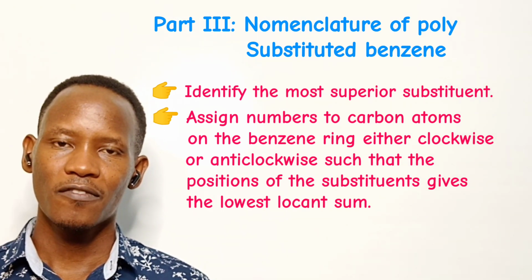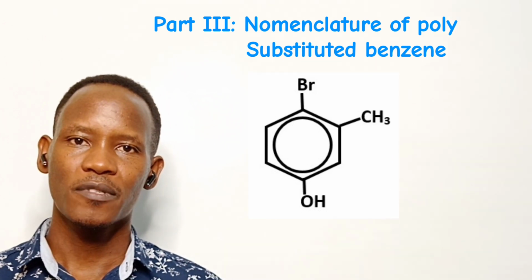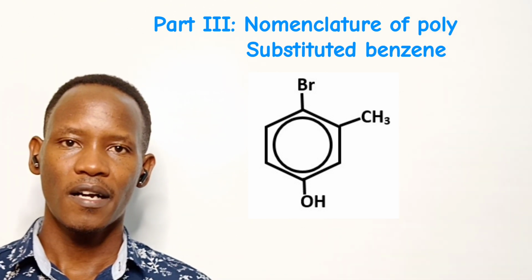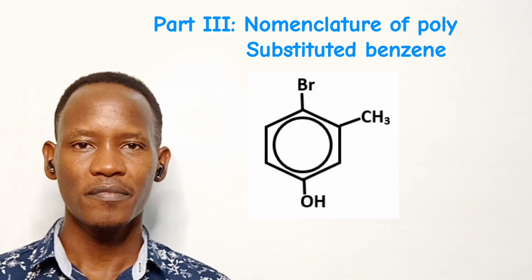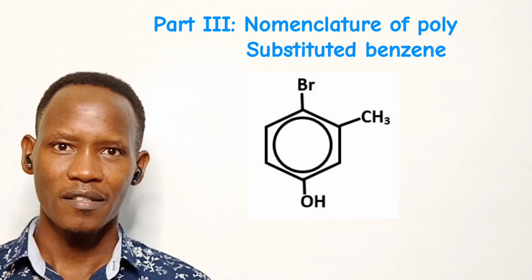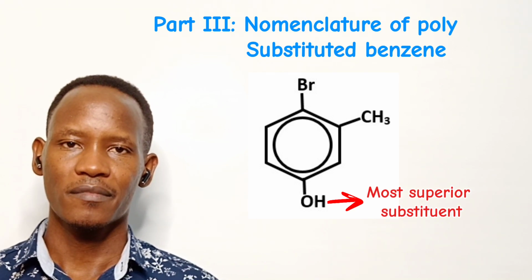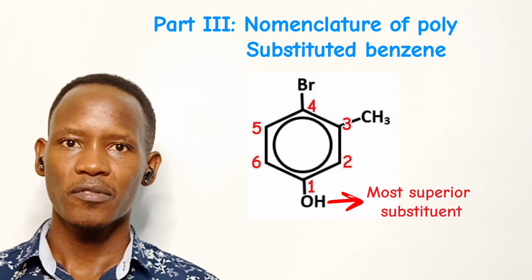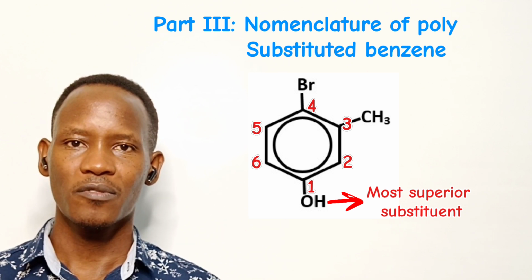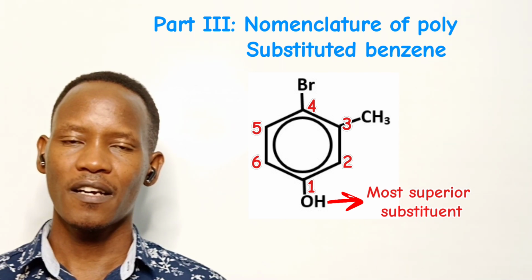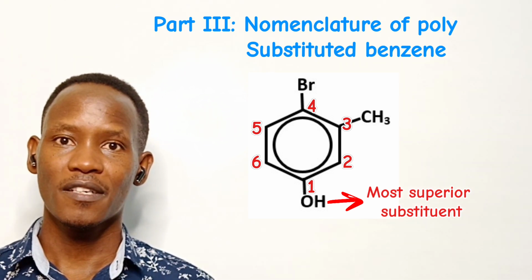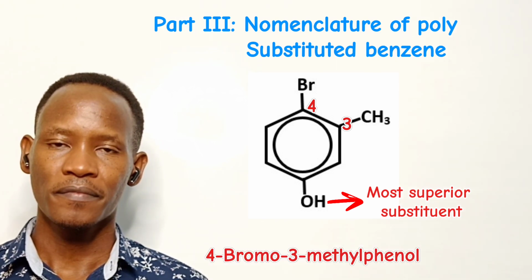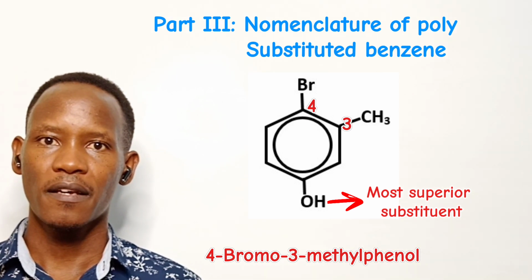Examples to illustrate this. The first example displayed has 3 groups. The first group is the hydroxyl group, the second group is the methyl group, and the third group is the bromide group. Now, of course, the priority group is the hydroxyl group, and therefore the parent name is phenol. Now, the methyl and the bromide group have been attached on position 3 and position 4 according to the correct numbering. By considering the alphabetical superiority of the two groups, the name of this compound is going to be 4-bromo-3-methylphenol.